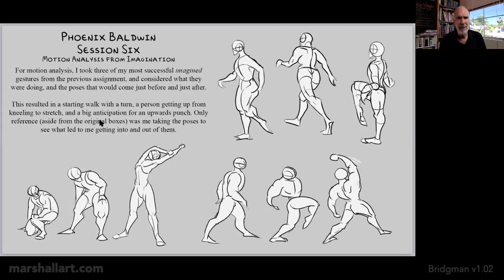Only reference, aside from the original boxes, was me taking the poses to see what led to me getting into and out of them. This is the idea. Now, if you say, I can't do that, Phoenix has been studying for a while. Few years, but you get there.